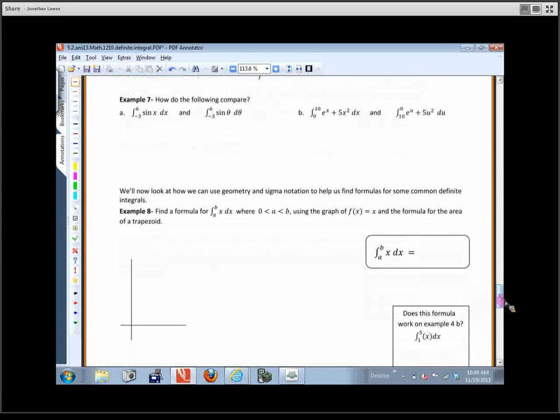So let's take a look at these. How do the following compare? The integral from -3 to 6 of sine x dx and the integral from -3 to 6 of sine theta d theta. Dummy variables, so they are exactly the same. Remember, it's the interval and the function that make the shape that determine the answer for the definite integral.